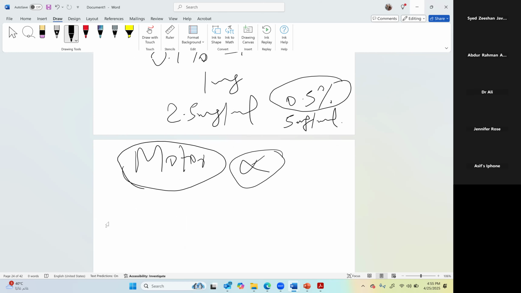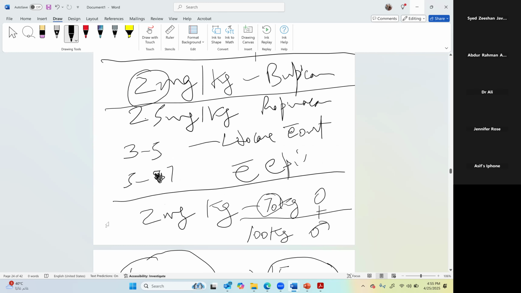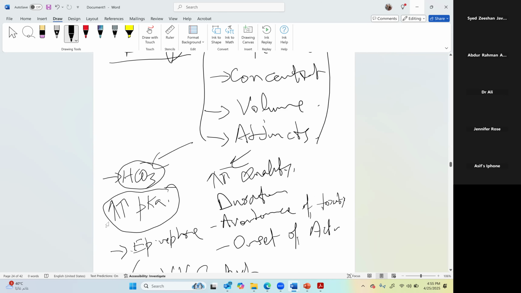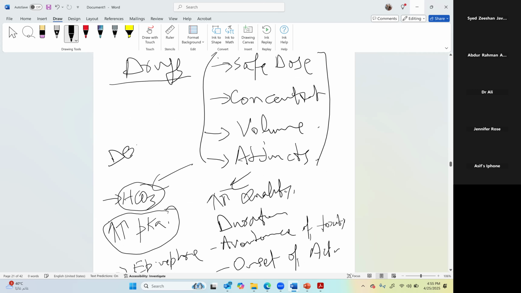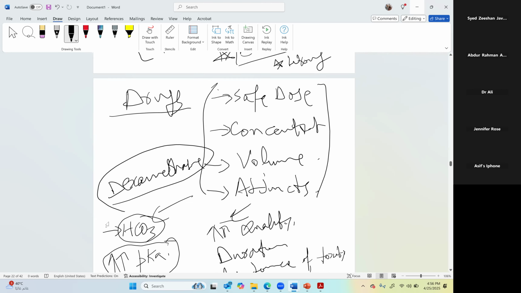So this is the basic concept. You will choose the concentration, calculate the safe dose, determine the volume, and add the adjunct. The same principle applies for any block. Yes, one adjunct I forgot is dexamethasone. Dexamethasone increases the duration significantly. So: safe dose, concentration, volume, adjunct. The same principle applies for epidural, for compartment block, and for any peripheral nerve block.